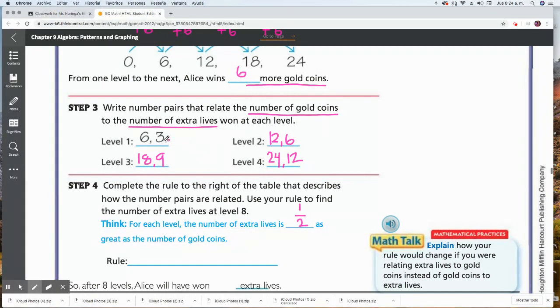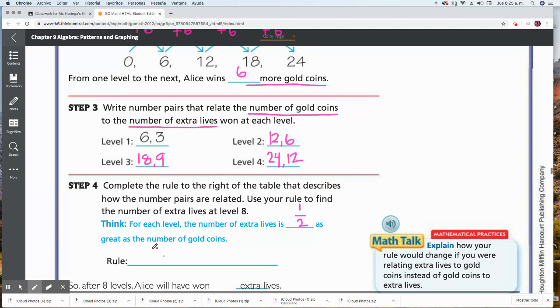So the number of lives is half of the number of coins. When the level increases, the number of lives is half of the number of coins. So we can either multiply the number of coins by 1/2 to get the number of lives, or we can also divide the number of coins by 2 to get the number of lives.